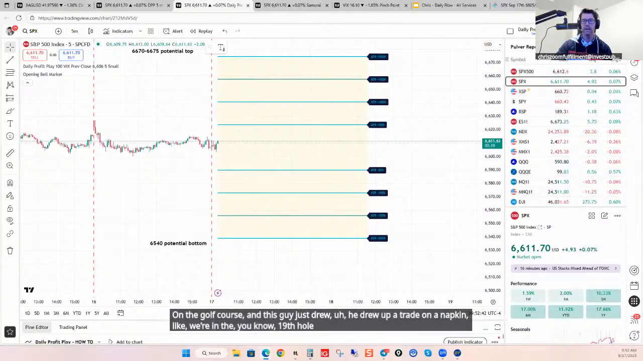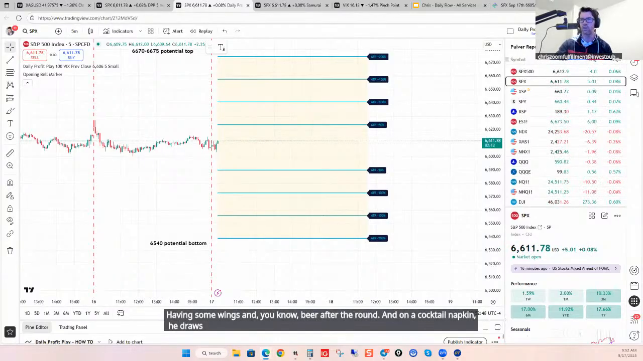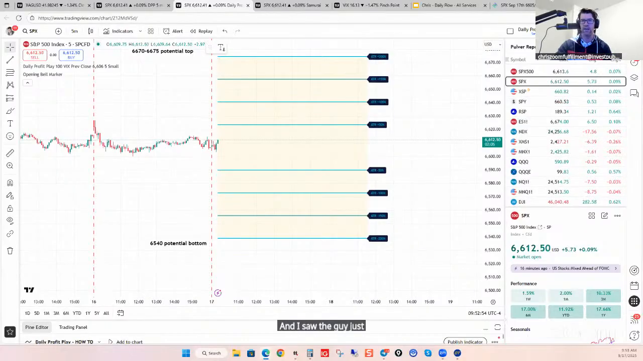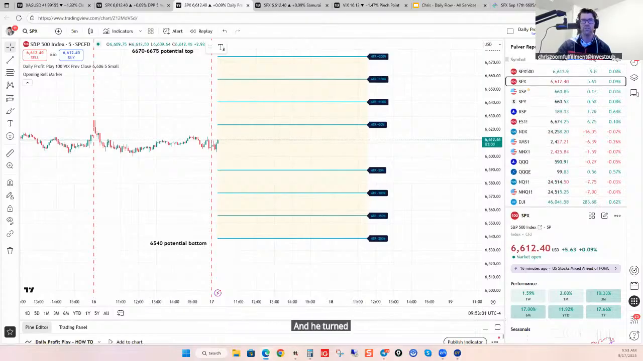We're sitting there having some wings and beer after the round, and on a cocktail napkin he draws out what he's going to do with the euro dollar trade. It's going to take him maybe the next year. This is his positioning, how he's going to do it. And I saw the guy just draw it up, and he was going to risk $100,000. That was his risk on the trade, and he turned $100,000 into over $1 million in like 8 months.